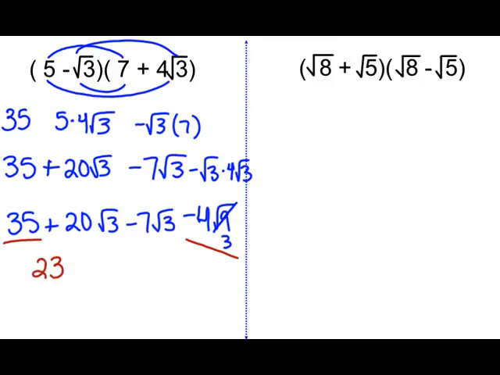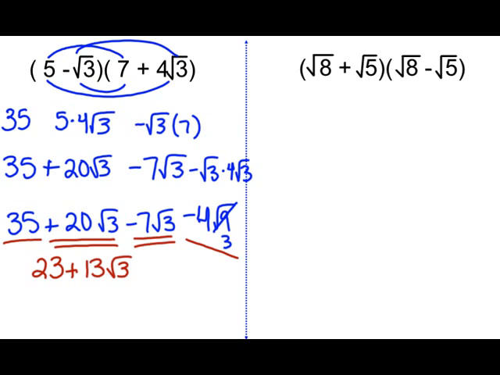Now I can combine anything else that looks the same. I have 20 square roots of 3 minus 7 square roots of 3, which is 13 square roots of 3. I look at my math problem and see if I have any other square roots, which I don't, so I'm done. One more multiplication.